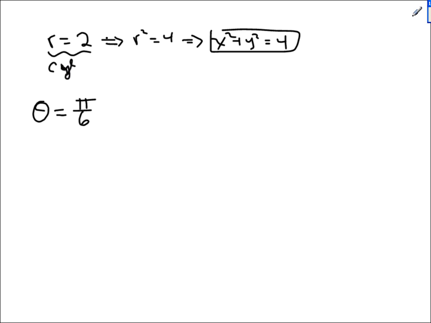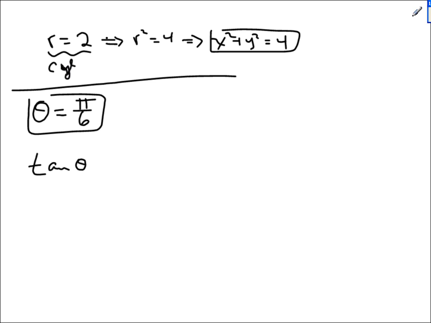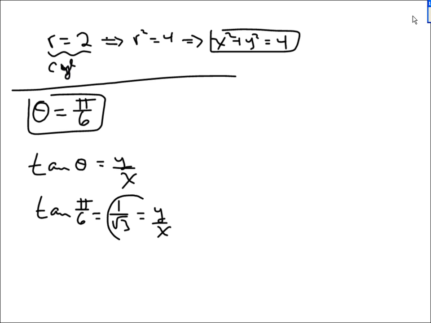Now, you know this is cylindrical. You know this is a brand new problem. You know that the tangent of theta is y over x. So, the tangent of pi over 6, which happens to be 1 over square root of 3, is y over x. There is your equation.